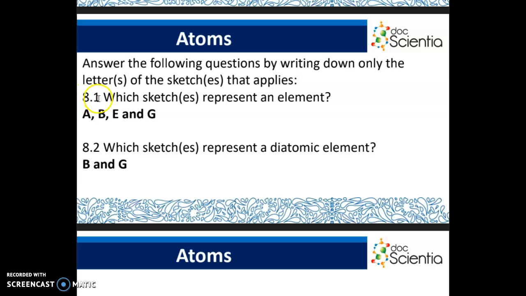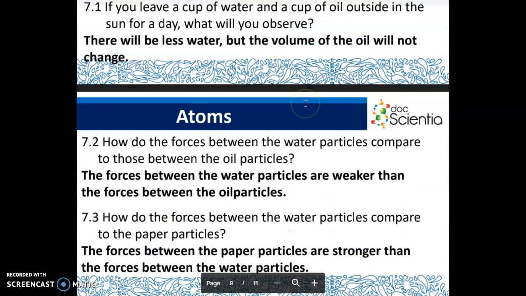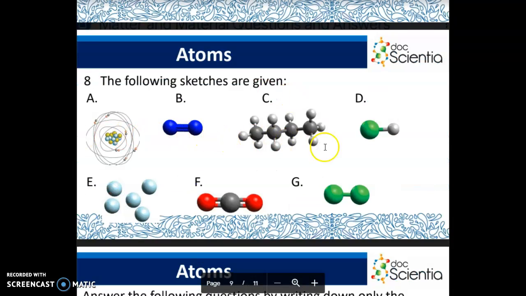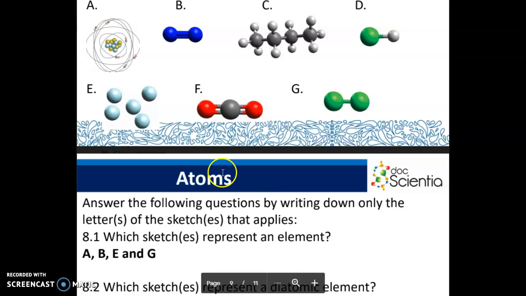Number 8.1. Which sketches represent an element? The answer is A, B, E, and G. So these are particles in their original form, or 2 of the same. So like this one, 2 of the same. And these are also in the original form.